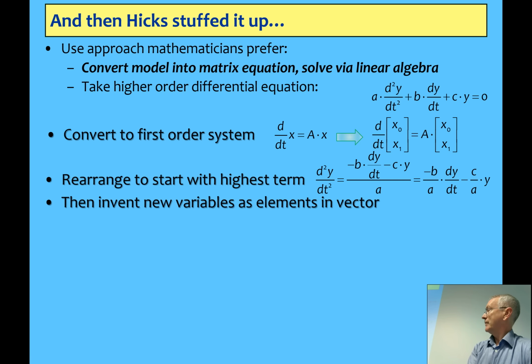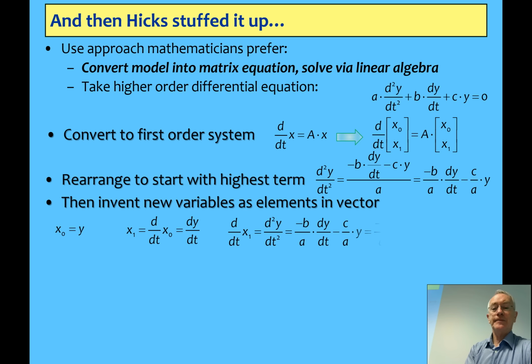Then you invent a new variable which is part of a vector. So you define x0 as y and x1 as the differential of x0, which is dy/dt. So you've now got x0 and x1, the first and second elements in a vector. And you're now saying the differential of x1, since x1 is dy/dt, is going to be d2y/dt squared, which is this thing up here. Having done that substitution, you can say this is minus b over a times dy/dt, and dy/dt is x1, minus c over a times y, and y is x0. So you've now got this expression saying the rate of change of x1 is minus b over a multiplied by x1, minus a constant times the value of x0.